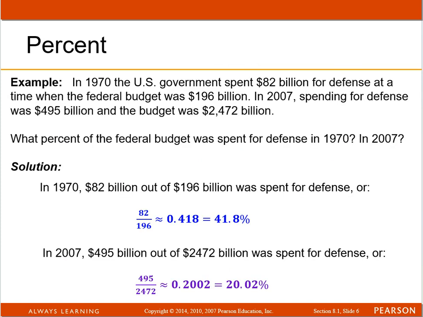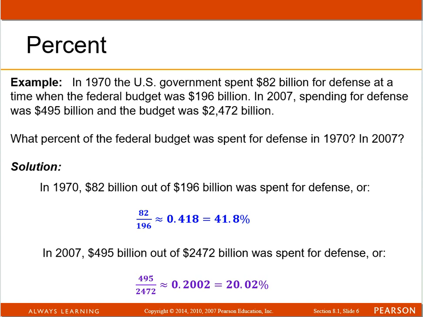And of course, we can apply this to word problems. In 1970, the U.S. government spent $82 billion for defense at a time when the federal budget was $196 billion. In 2007, spending for defense was $495 billion, and the budget was $2,472 billion. What percent of the federal budget was spent for defense in 1970 and in 2007?